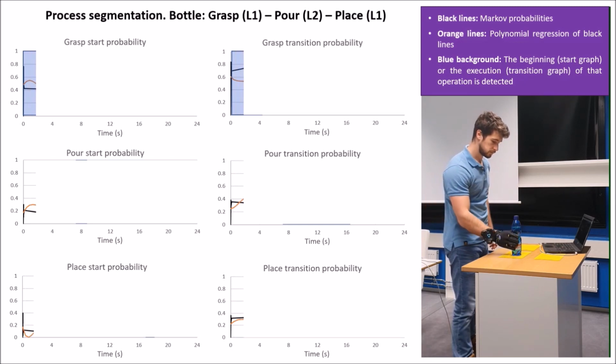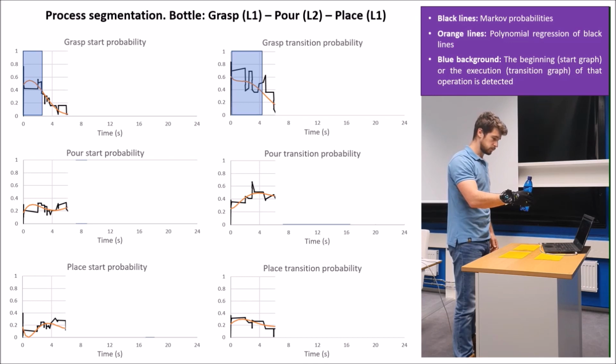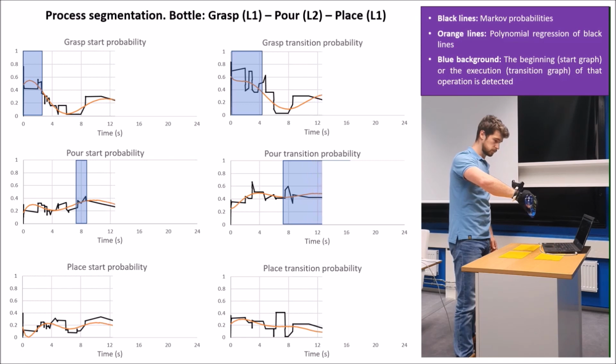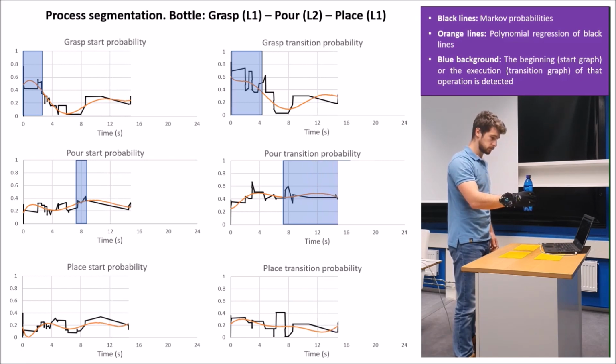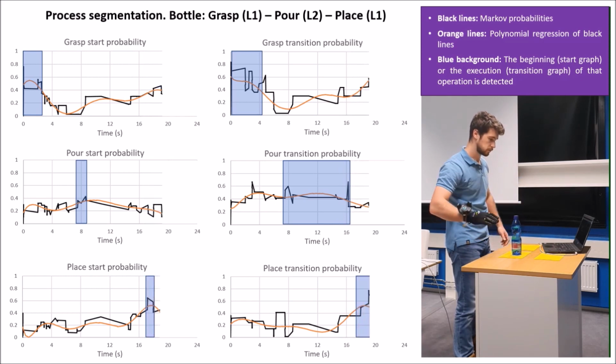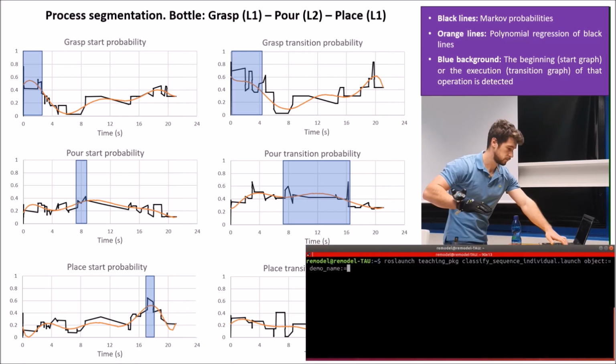To segment the process into operations, the start or initial state and the transition probability timeline of the observed process are computed for the model of each operation. When a maximum is detected in the start probability timeline of any of the operations, the transition probability is evaluated for all the operations in the following time steps. If the operation with the maximum start probability also has the maximum transition probability, and it is higher than 30%, this operation is added to the segmented sequence of operations.